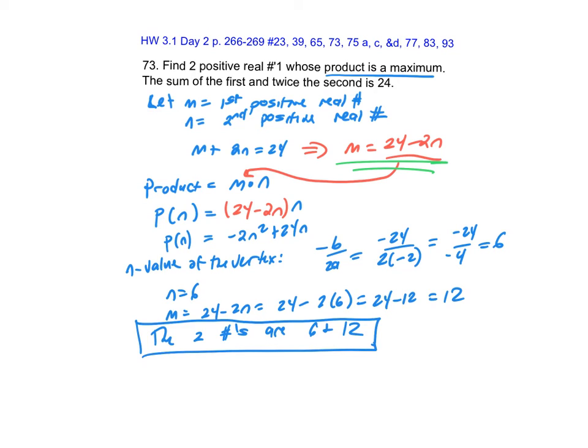And this problem didn't request us to find the maximum product. But if it did, the maximum product would be the y value of the vertex. So we could substitute in n is 6 into P of n, or in this case, we could simply multiply the two numbers, 6 times 12, to get 72.